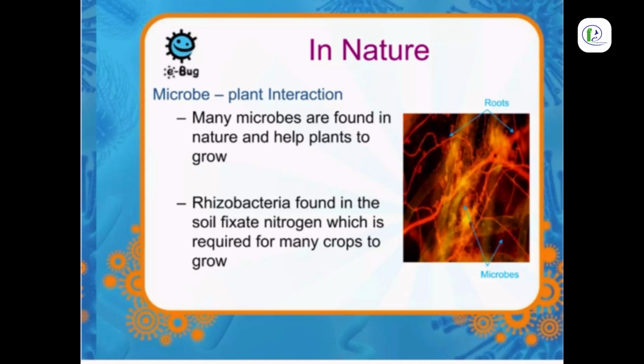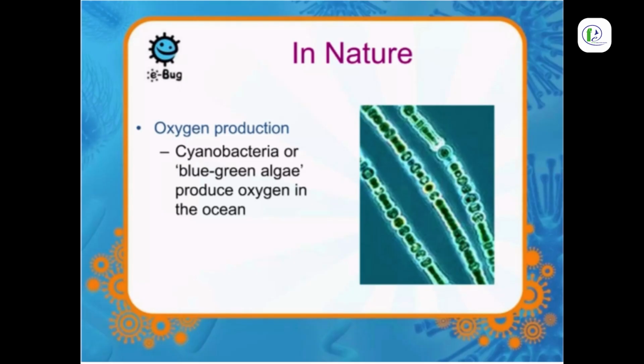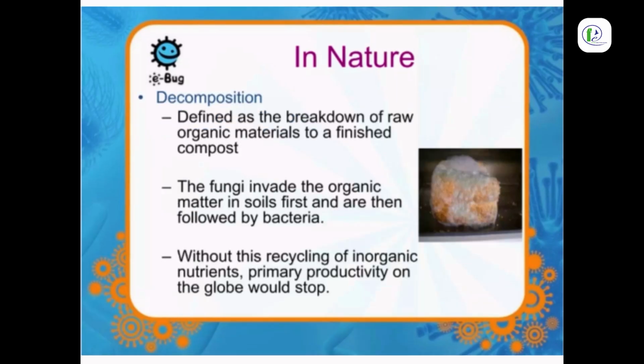Next, also in nature, oxygen production. Cyanobacteria, or blue-green algae, produce oxygen in the ocean. Next, also in nature, decomposition, breakdown. How can we define decomposition? It is defined as a breakdown of raw organic materials to a finished compost. Without this recycling of inorganic nutrients, primary productivity on the globe would stop.